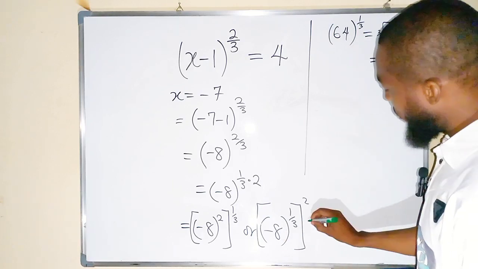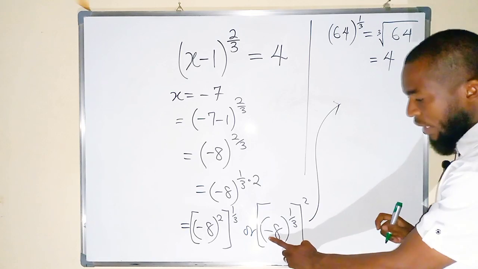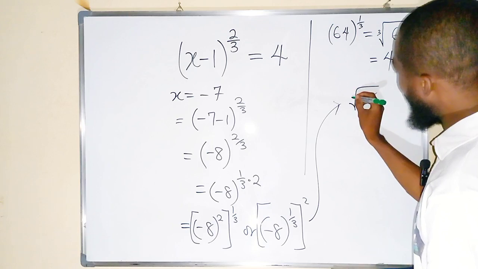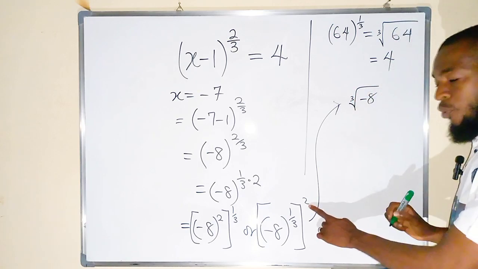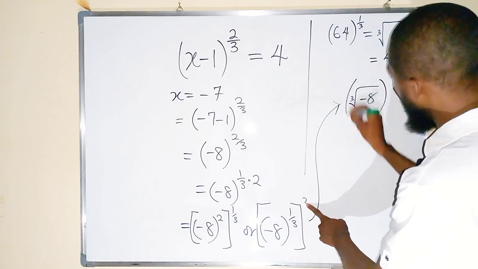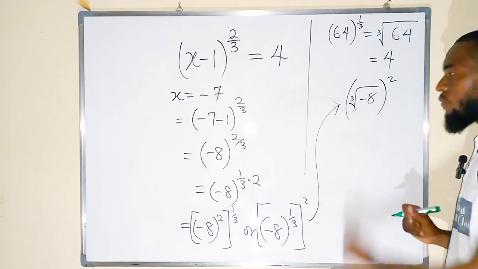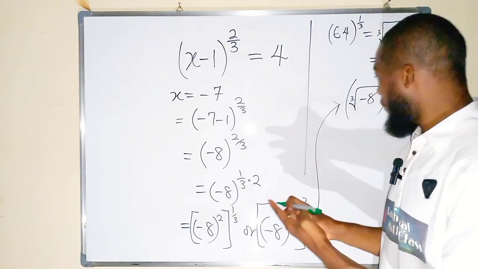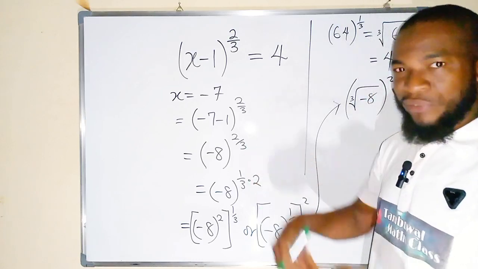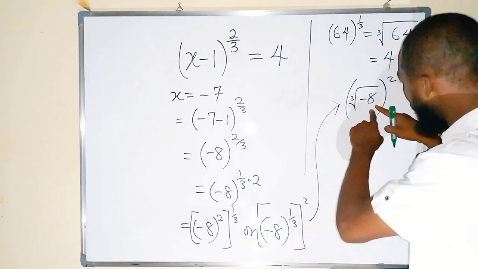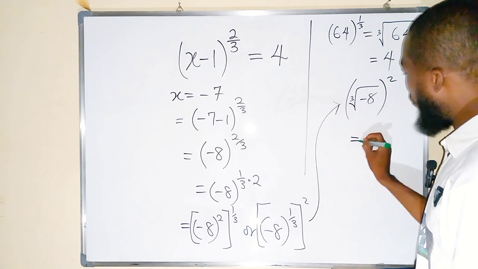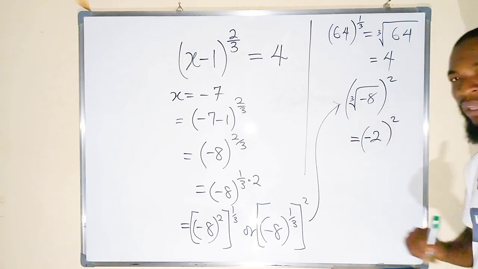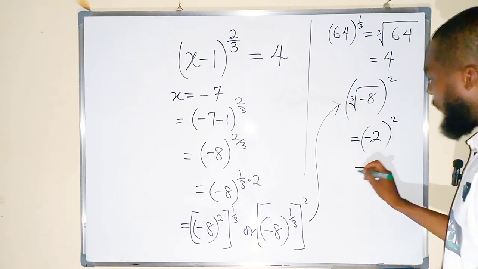Negative 8 to the power of 1 over 3 is the same thing as the cube root of negative 8, but all to the power of 2. Do you know that the cube root of negative 8 is negative 2? Because negative 2 times negative 2 will give us positive 4, and positive 4 times negative 2 will give us negative 8. And hence the cube root of negative 8 is negative 2. But remember, we have a power of 2 outside, and negative 2 to the power of 2 is equal to 4.